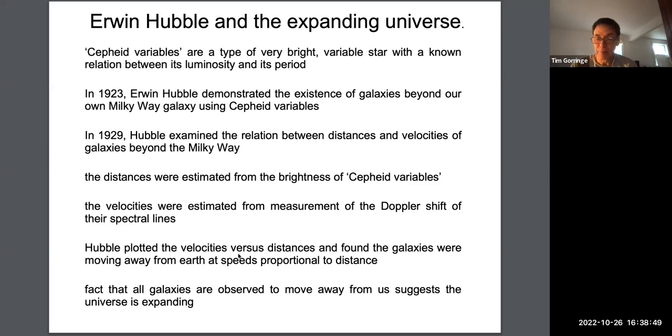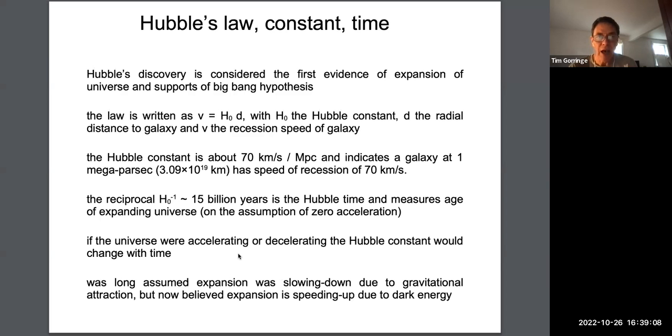The conclusion you draw from that is that it's not that Earth is somehow special in the center of the universe. It's that everything is receding from everything else in the universe, that the space and time of the universe are expanding. So that was a huge discovery, obviously, based on a straight line fit. Hubble's discovery, as I say, was kind of first evidence for the expanding universe, and Hubble's discovery supported the Big Bang hypothesis of the creation of the universe.